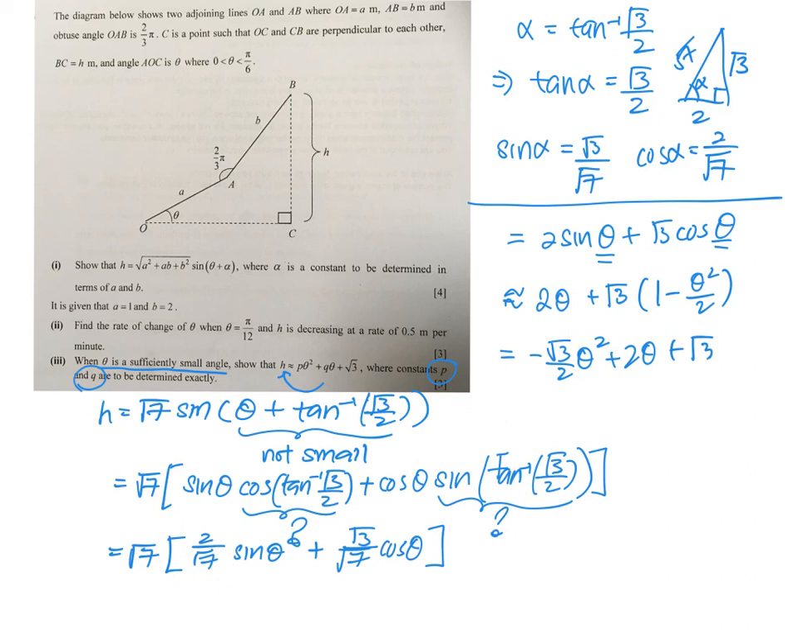So what are your values of P and Q? That is the value of P. Your P will be negative root 3 over 2. Your Q will be 2. Yep, that's about it.